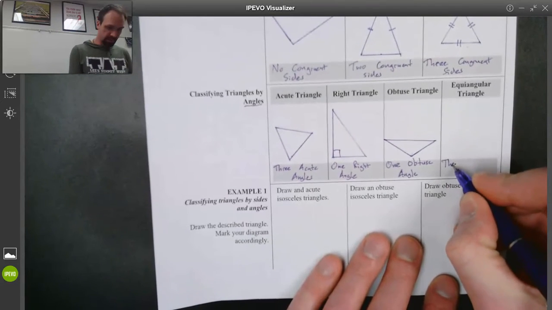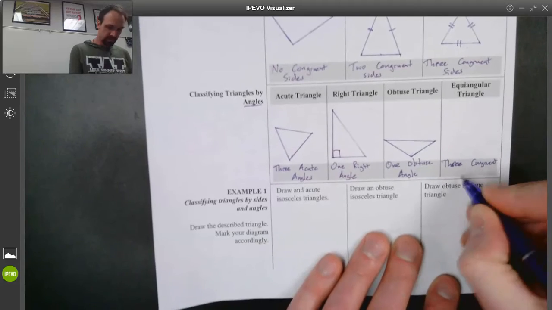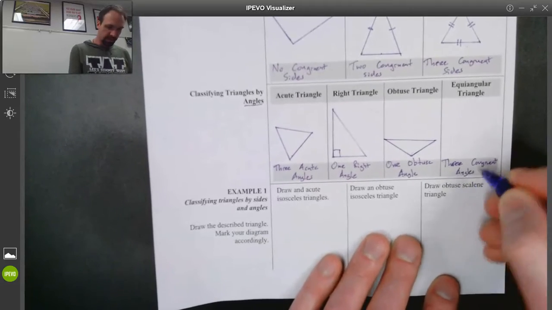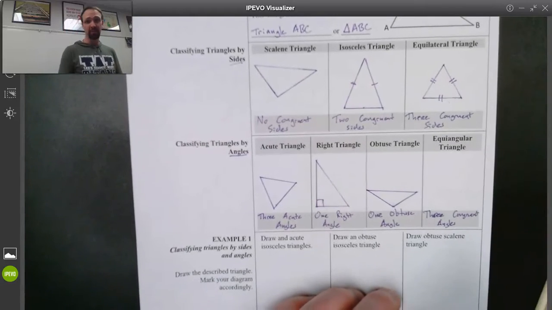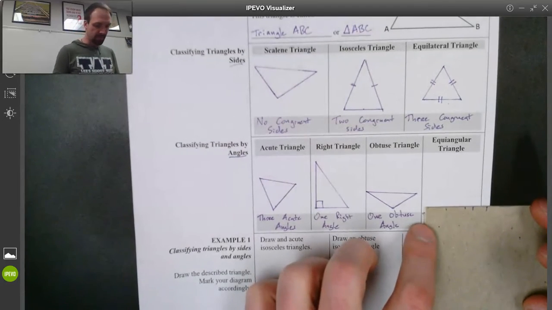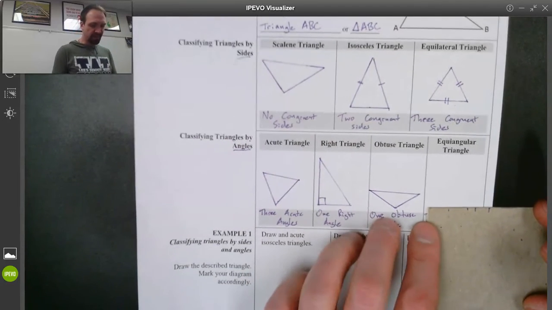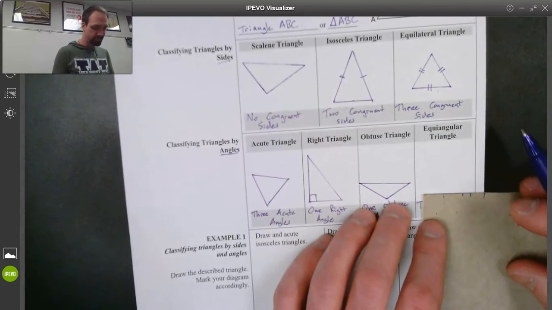And then an equiangular triangle has three congruent angles. And it's actually the same as an equilateral triangle. So if a triangle is equilateral, it also has to be equiangular. The reason is that if you have all the same sides, then all the measures of the angles have to be the same. You learned that back in our previous chapter when we were talking about the measure of interior angles. It's because this is a regular polygon.